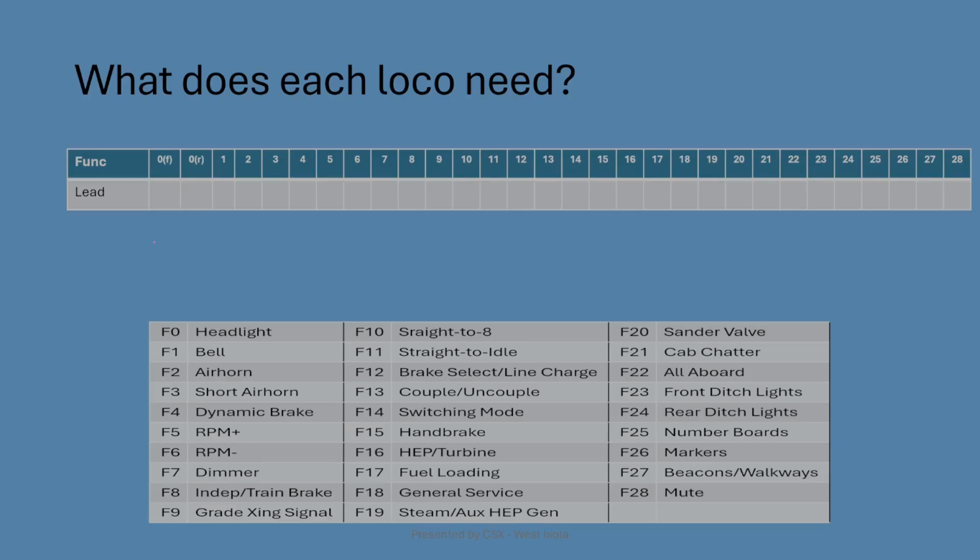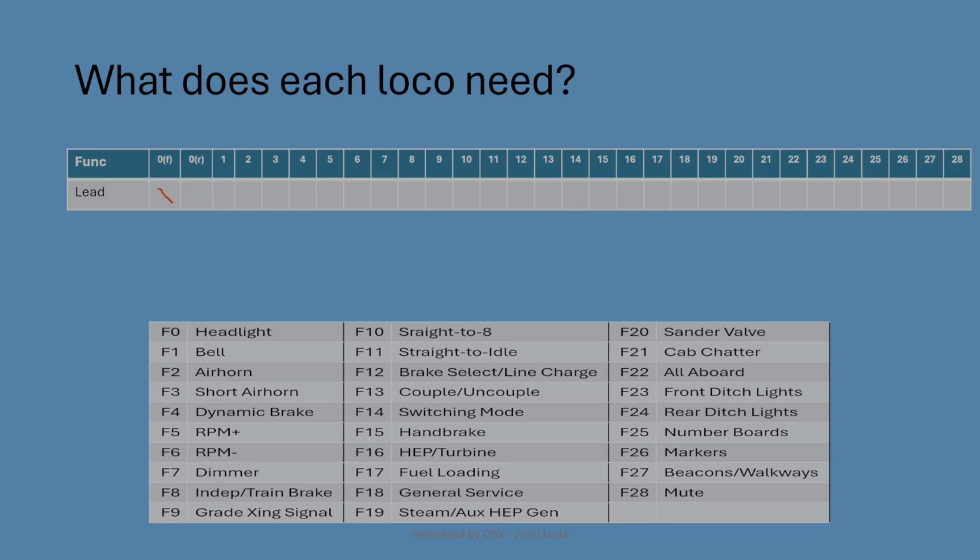So if we look at our lead loco, for example, F0 is our function for the headlight, and we want the front headlight to work on our lead loco, but we don't want the rear headlight on, because my understanding is that the headlight wouldn't be on the rear of a loco in a consist. If it's actually in the consist, you wouldn't be able to see it. So that's why we'd leave that blank.